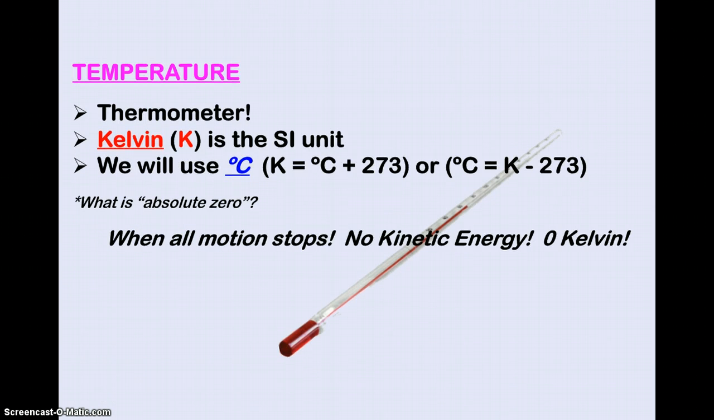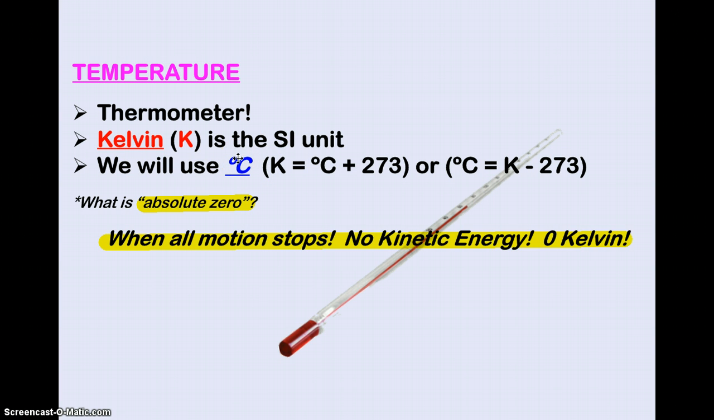Next up we have temperature, which of course we're going to use a thermometer to measure. The SI unit is the Kelvin, and that's because we know as scientists that temperature measures kinetic energy. If there's nothing moving, there should be no temperature. And that's what this absolute zero reflects. When all particle motion has stopped, there is no kinetic energy, so that should be zero, and that's what we have. 0 Kelvin is absolute zero.